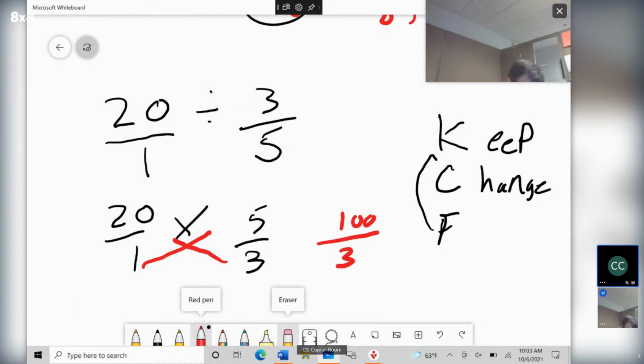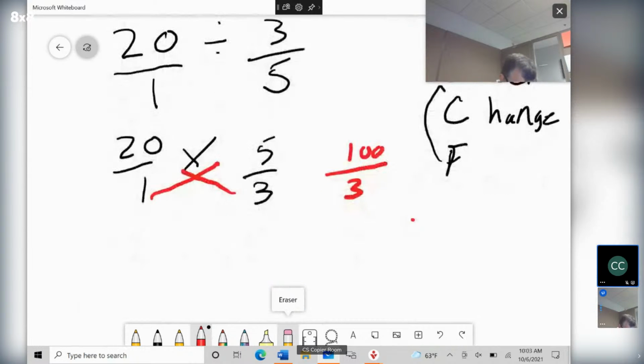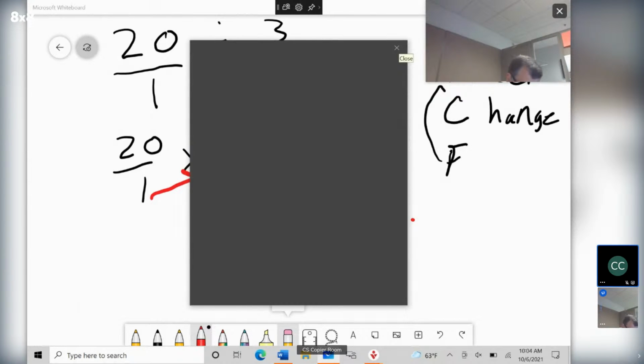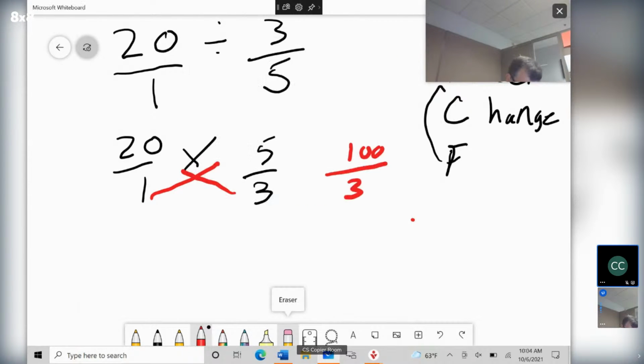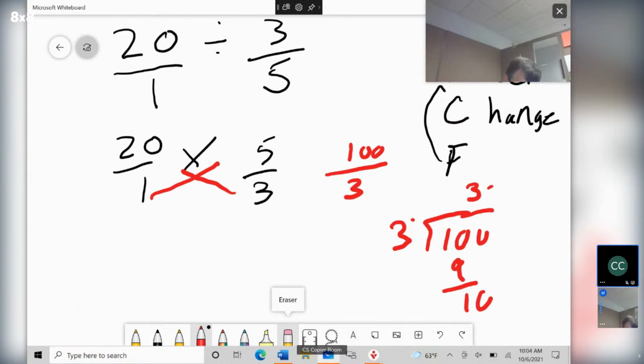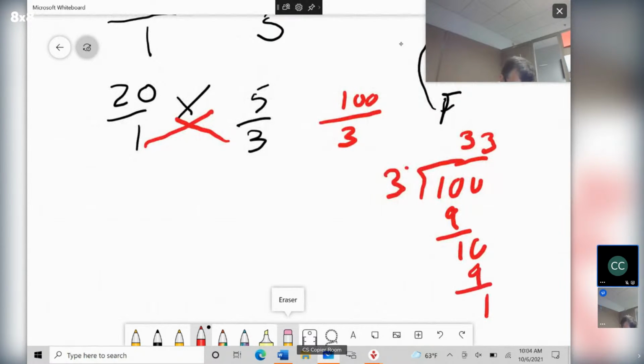But what you guys probably noticed is, once again, we have an improper fraction. The top number is bigger than the bottom number. So when we get that, I've got to divide the denominator into the numerator. If we do 3 into 100, 3 goes into 10 3 times. That's 9. 3 goes into 10 3 times again, and then there's going to be 1 left over, and the 1 would go over that. So that would be 33 and 1/3.